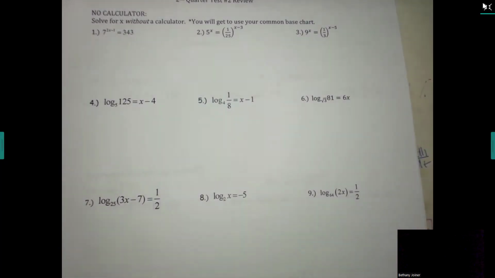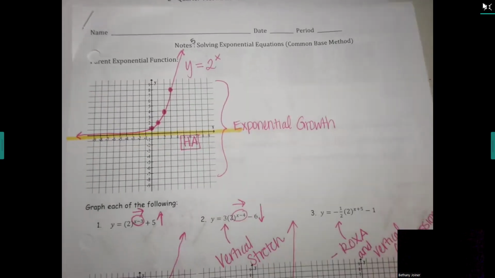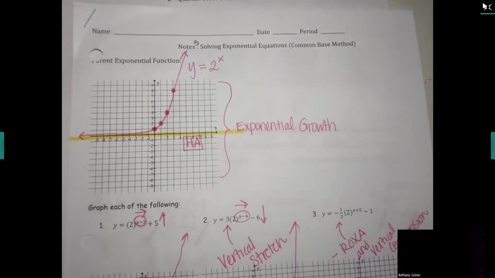Okay, first thing that I need you to do that I actually realized I forgot to tell you about is, can you get out the notes with that chart? The common base chart, you know which one I'm talking about? Okay, it says notes 5 exponentials. And then remember on the inside is where that chart is.